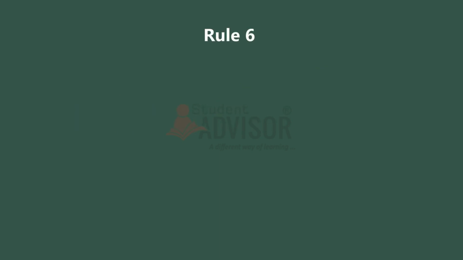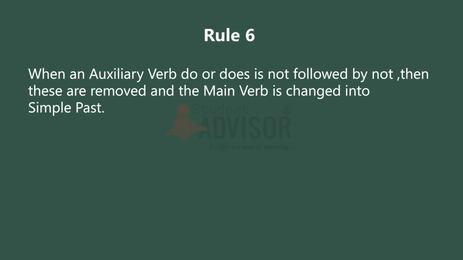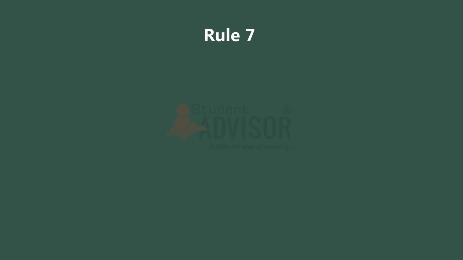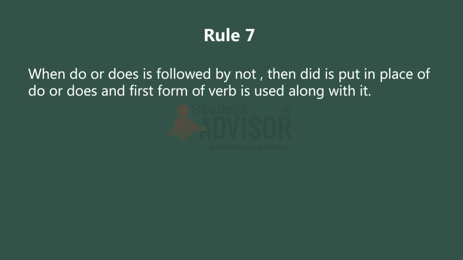Rule 6. When an auxiliary verb, do or does, is not followed by not, then these are removed and the main verb is changed into simple past. Rule 7. When do or does is followed by not, then did is put in place of do or does, and first form of verb is used along with it.